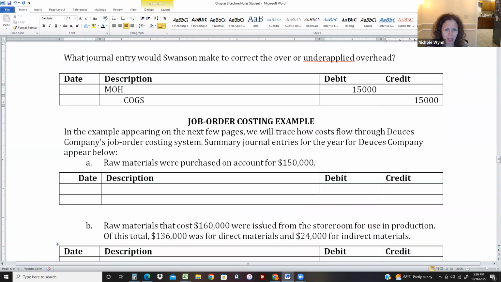So the first entry we're going to do is we're going to just buy raw material on account. So when you're buying raw material, you're going to debit raw material. And you're either going to pay cash or you're going to pay later. Those are your 2 choices. Now this one says on account, so we're going to pay later. So the name of that account from financial accounting is accounts payable. If we paid now, it would be cash. So those are your only 2 choices on what to credit here. You're either going to pay now or you're going to pay later. So that's 150,000.